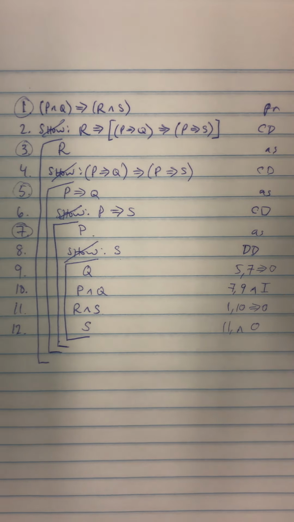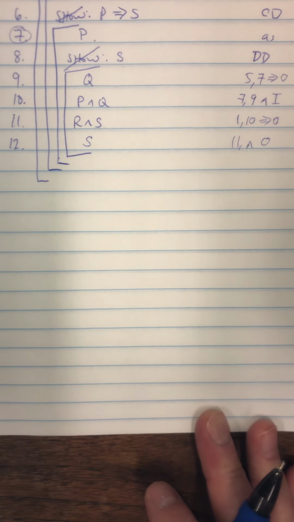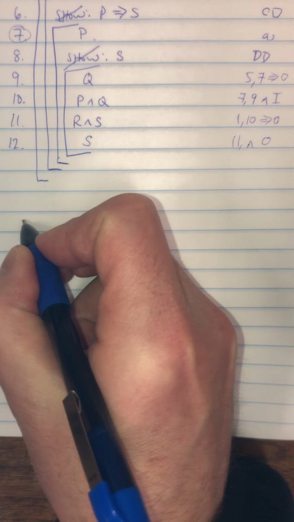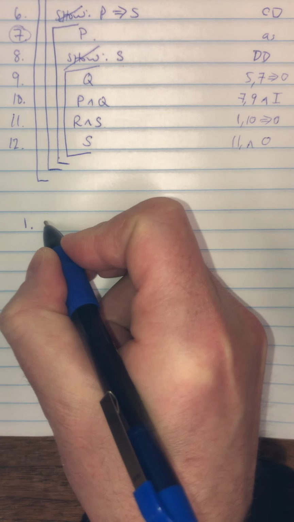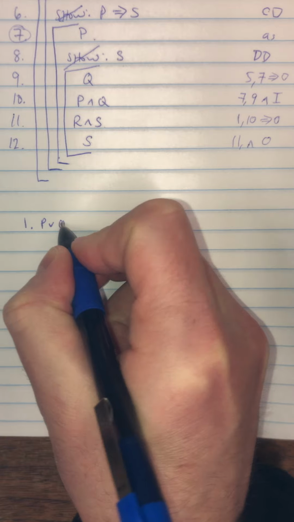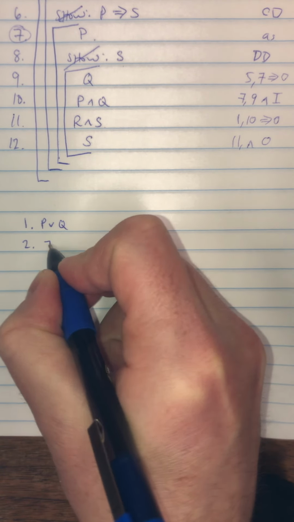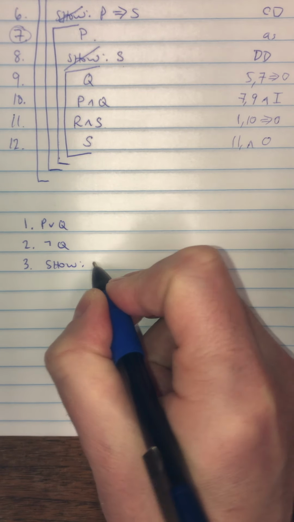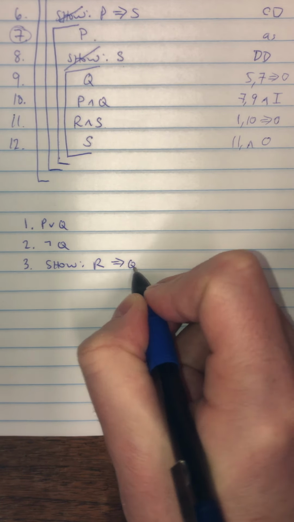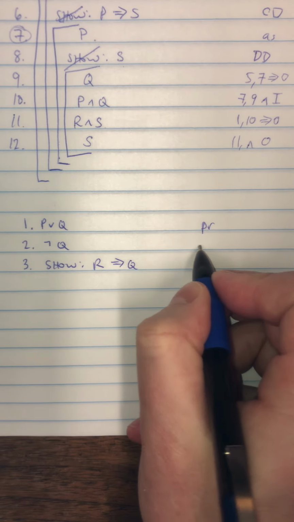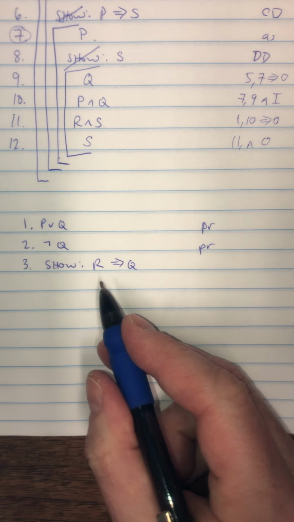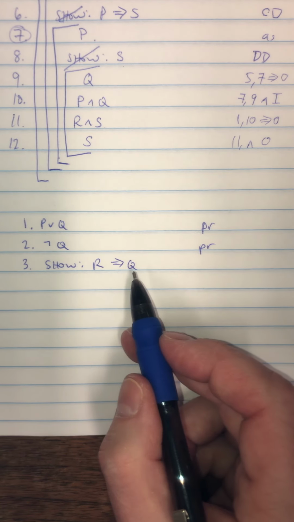All right, last example I'm going to do on this video is a short one, but I just wanted to illustrate something sort of interesting about conditional derivation. Make sure you can see this here. So we've got two premises, P or Q, and not Q, and we want to show if R, then Q. So we write down that these are our premises here, and we leave this open until we've completed the proof. Now if we're going to show R arrow Q, what should we do?